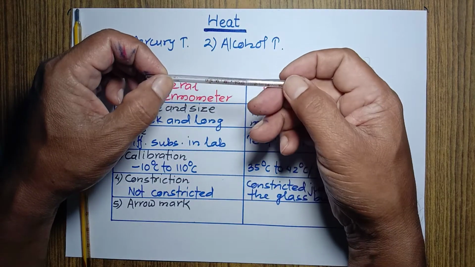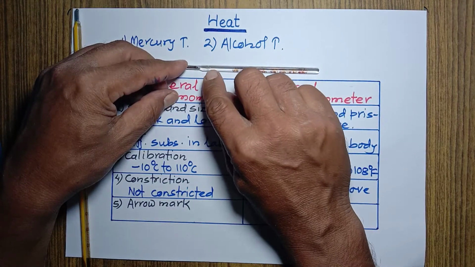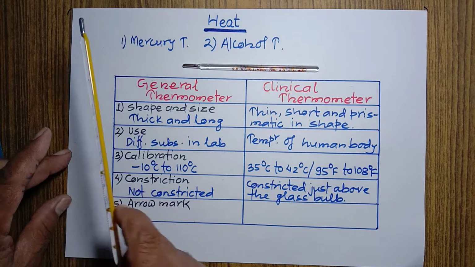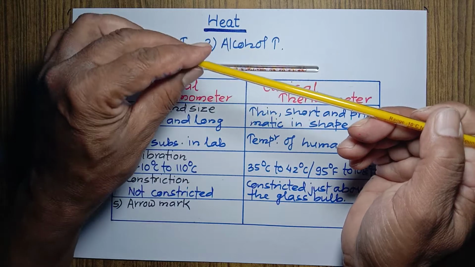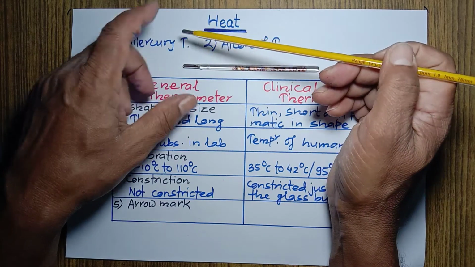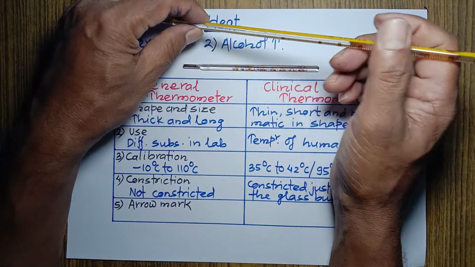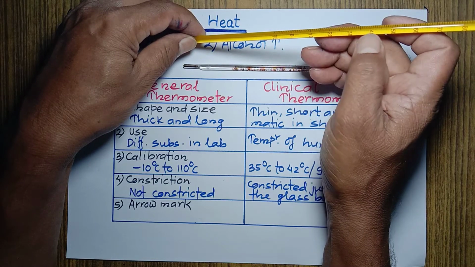Now, what is the reason for constriction? Why is only the clinical thermometer constricted? Why should we provide this constriction? The reason is very simple. When we measure the temperature of any substance in the laboratory by using this thermometer, we have to make contact of this glass ball with that substance. If it is water, we will immerse it in it. If it is a solution, we will immerse it in it, and we can see the rise of temperature in the capillary.